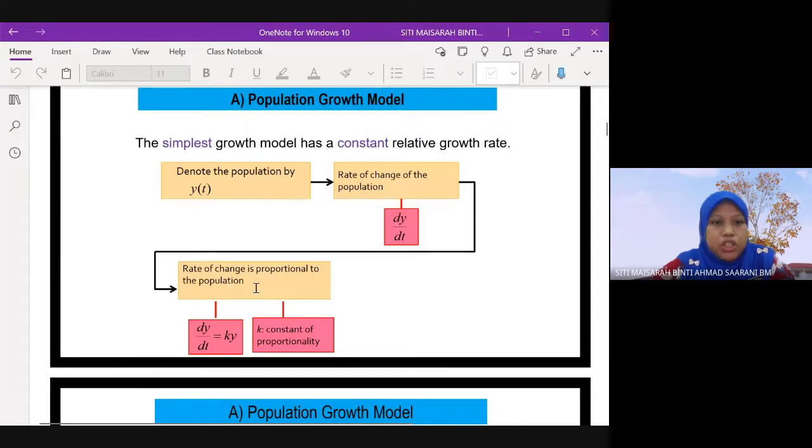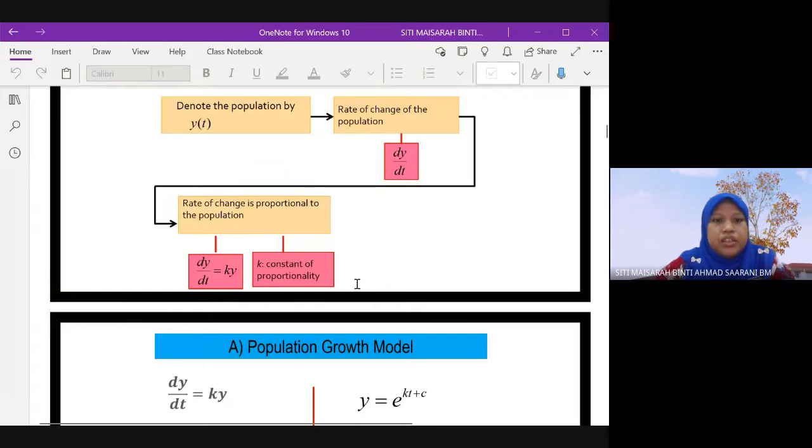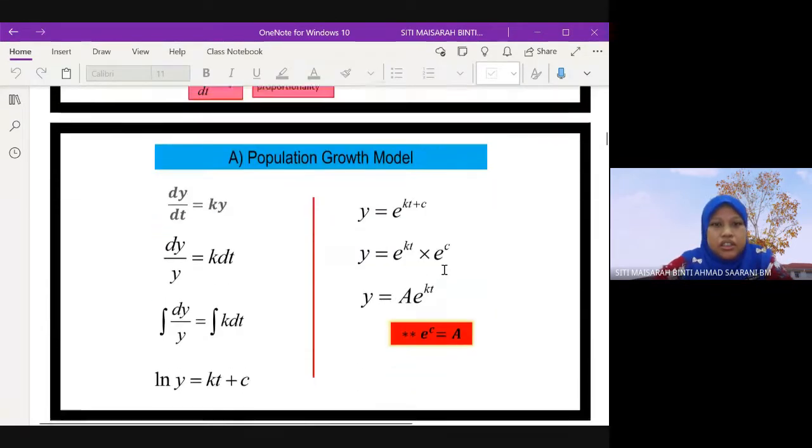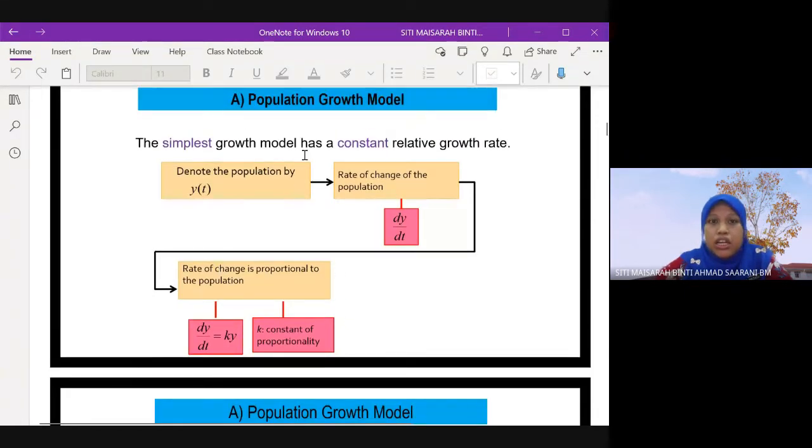Okay. Rate of change is proportional to the population. Maksudnya kat sini dia punya kadar perubahan population tersebut berkadar secara langsung dengan population. Okay, so ini dia punya differential equation dia is dy dt equals to ky. So kalau dia population growth model, so awak kena relate dengan dy dt equals to ky. So k ni adalah constant lah. So ini yang maksud sebagai rate of change is proportional to the population.